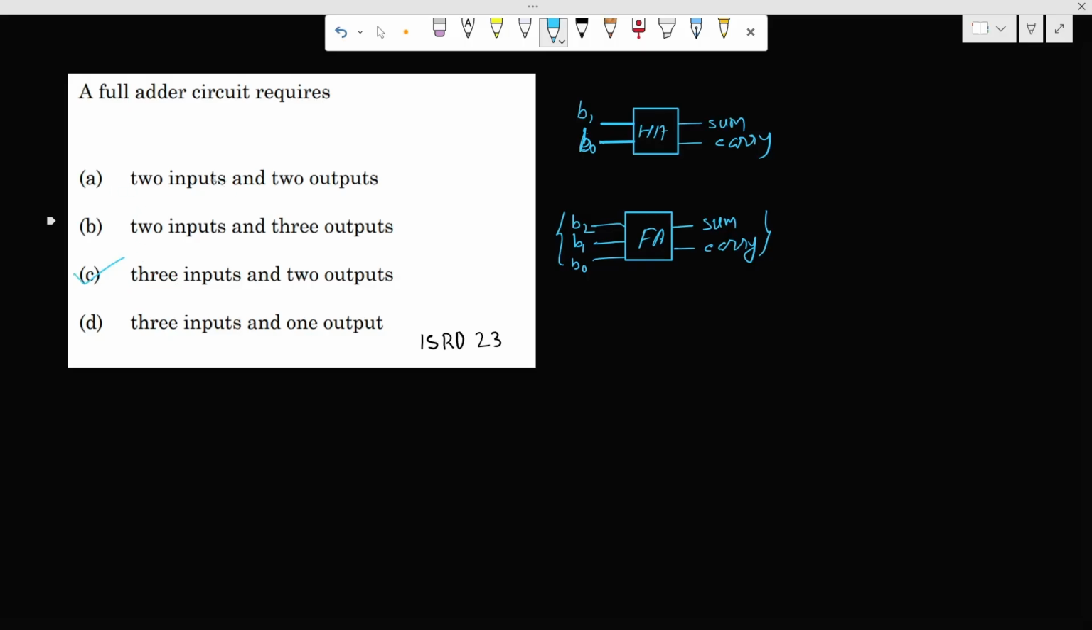So 2 inputs 2 outputs, this is for the half adder. 3 outputs are not generated in an adder, and 1 output is not generated. So 3 inputs and 2 outputs for a full adder. So option number C is correct. And it is an ISRO PYQ.